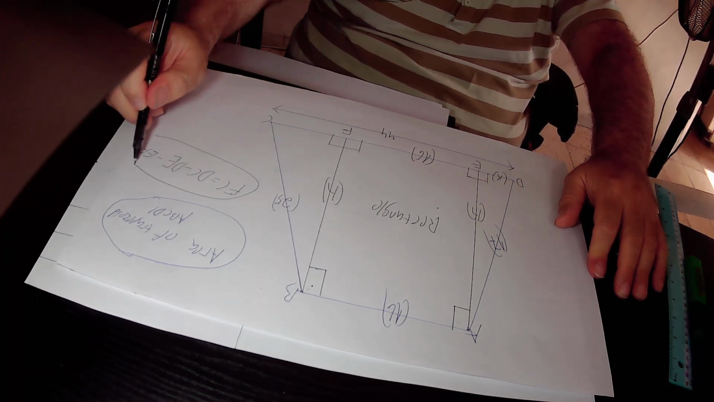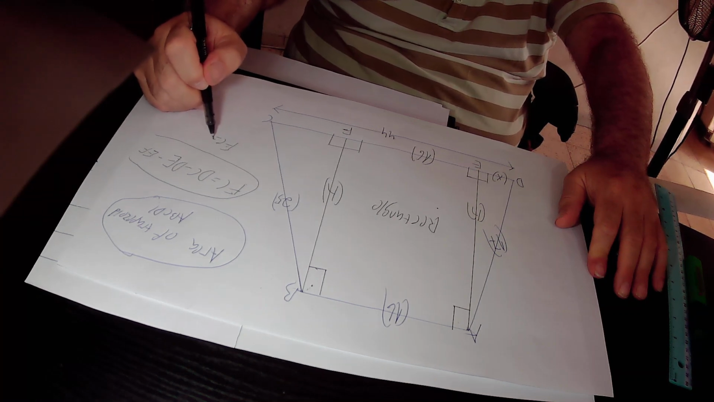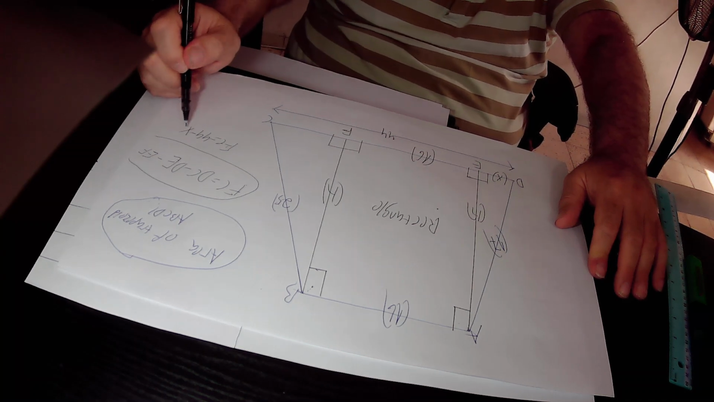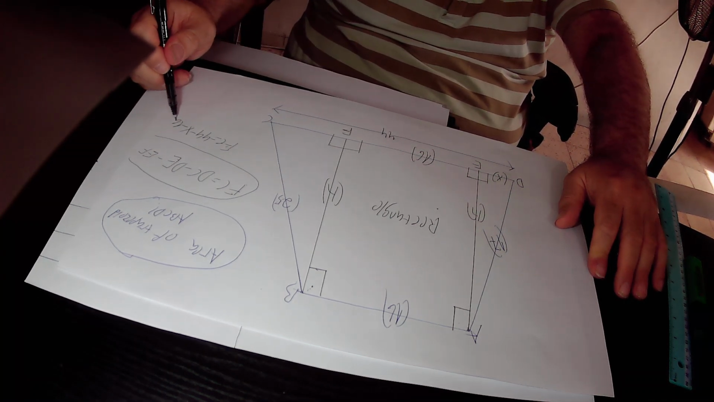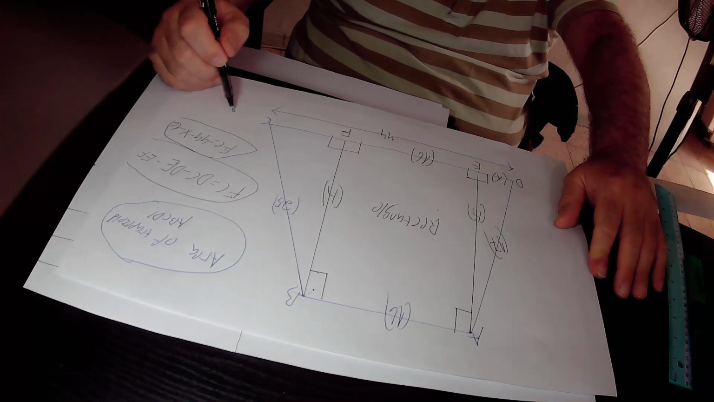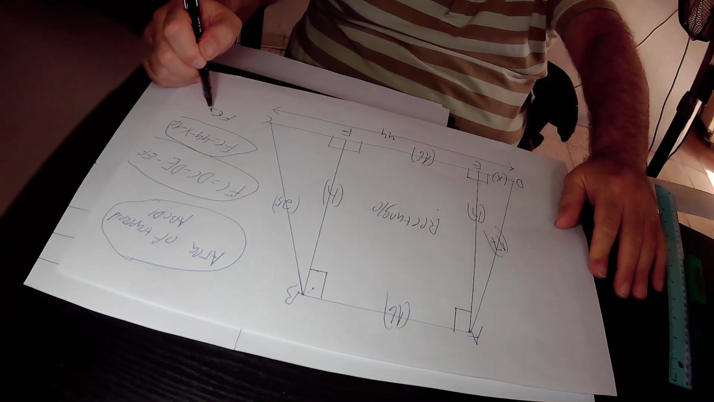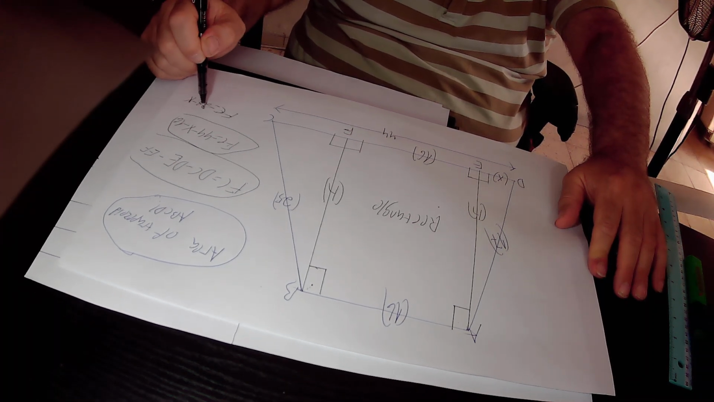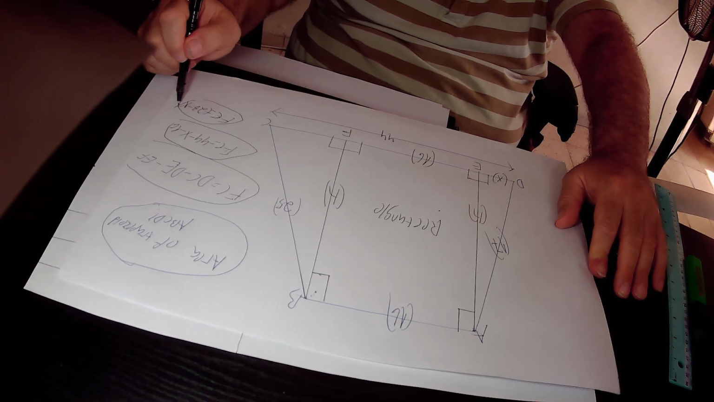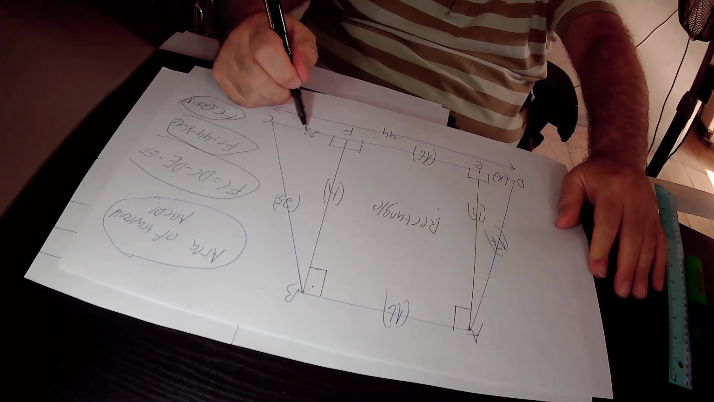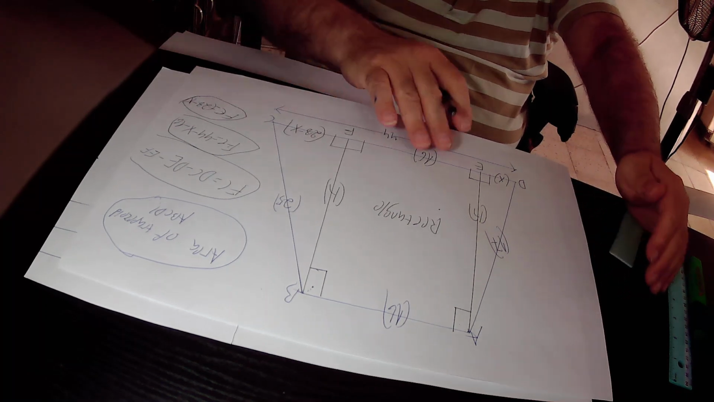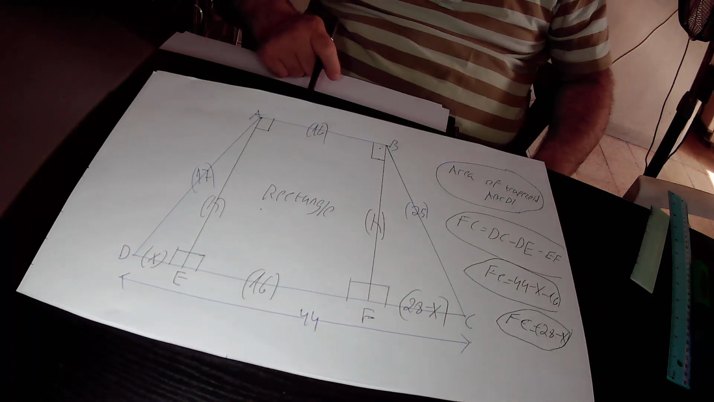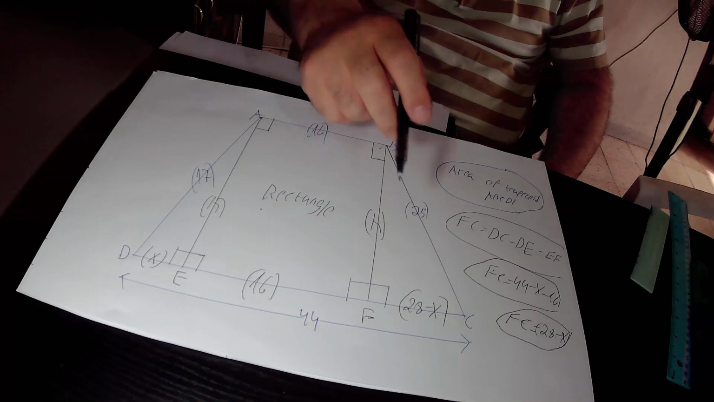So FC is equal to DC, that is 44, minus DE, that is X, minus EF, that is 16. So in total, FC equals 44 minus 16, which is 28, so this expression equals 28 minus X. So we found out that FC is equal to 28 minus X units in its length. In the next step, I'm copying the right triangle BFC in a new page, and we'll implement the Pythagoras theorem on this right triangle BFC.